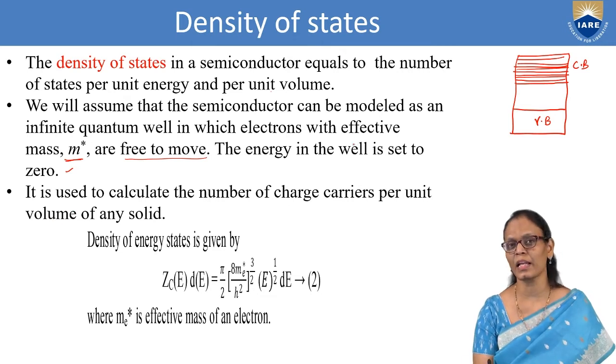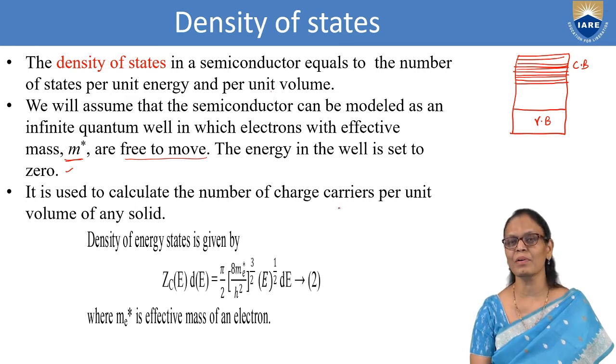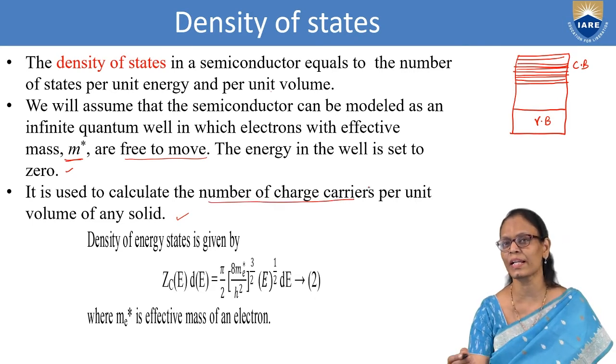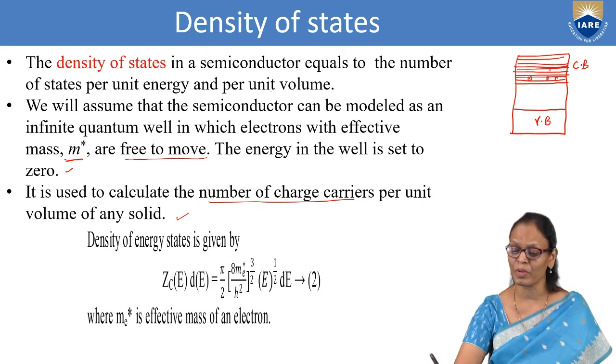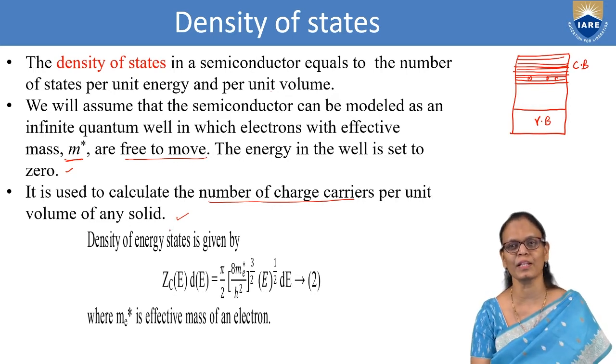The density of states is used to calculate the number of charge carriers per unit volume in any solid. In this case we are calculating the number of electrons in the conduction band. There are a large number of energy states, and in each state there are electrons, and I will have to find the total number of electrons in the conduction band, or the number of charge carriers per unit volume in any solid.